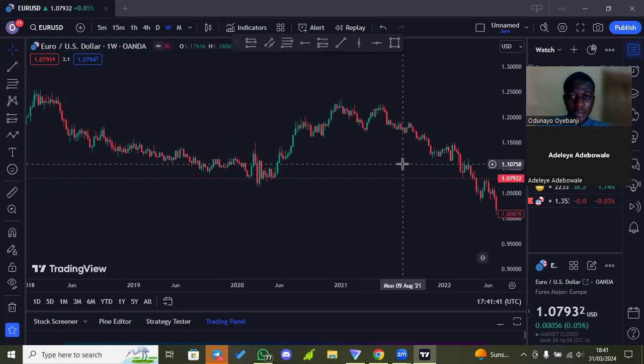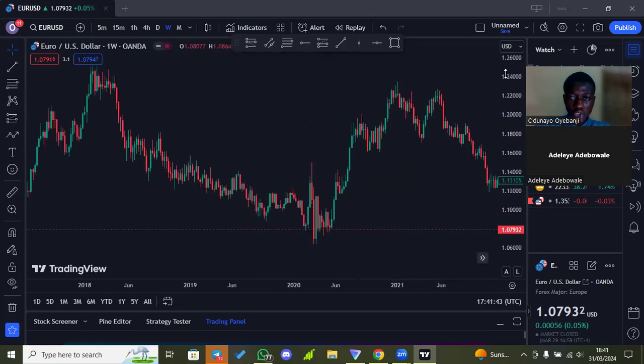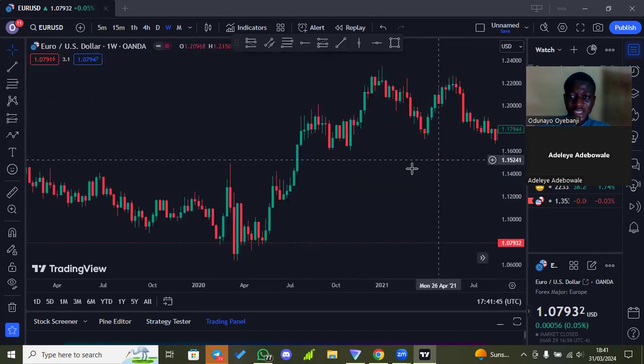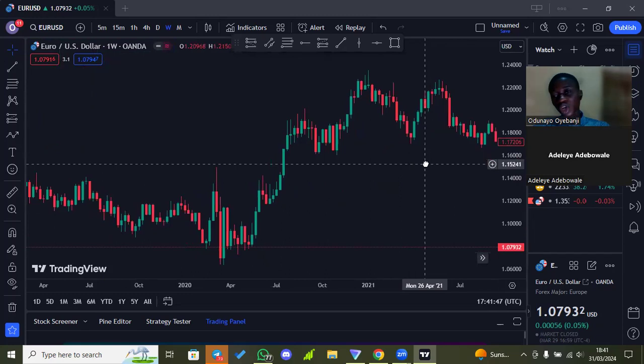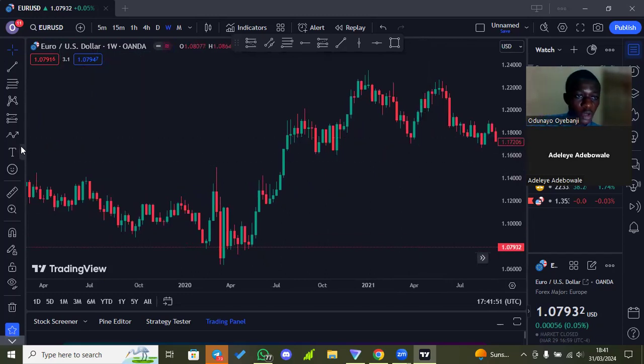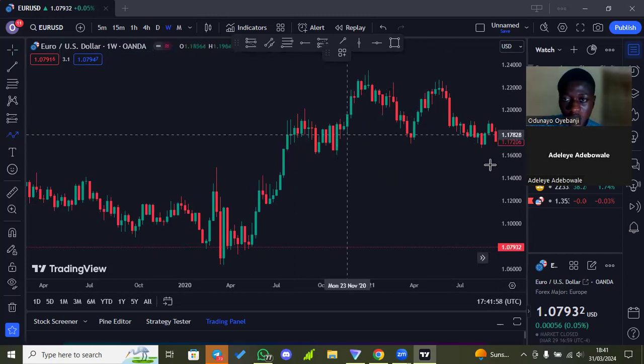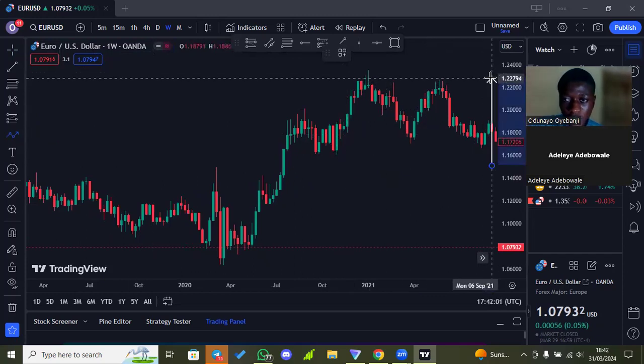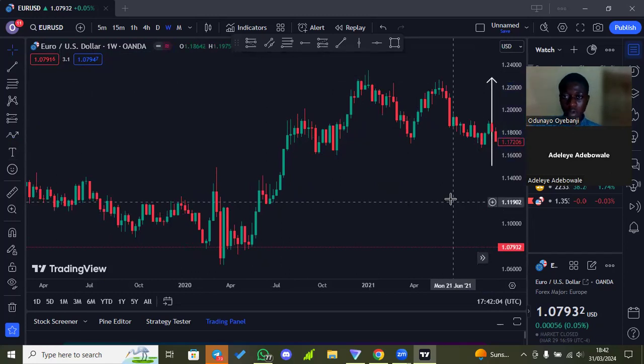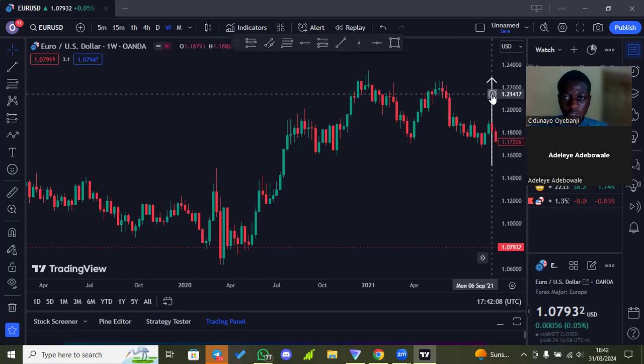Now let me show you something. Let's say we didn't know the trend of the market. When we came to the market, we could only see this part of the market, up to where this arrow ends.